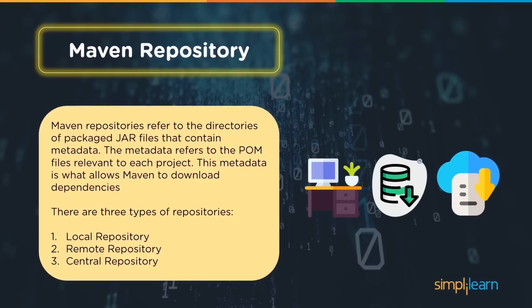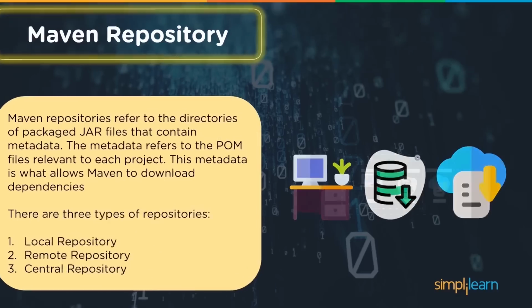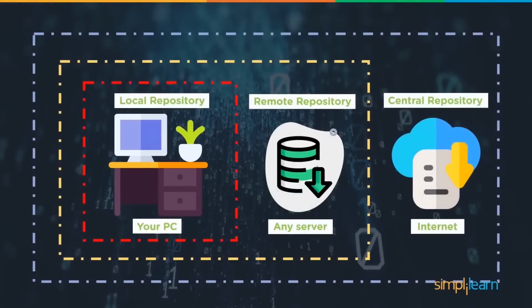Now there are three types of repositories from where we can download the dependencies. The first one is the local repository, the second one is the remote repository, and the third one is the central repository. These are the primary three types of repositories available for Maven. Whichever repository you want to access, you can access it. The local repository will be present on your PC. The remote repository is something you can store on any remote machine or remote server. And the central repository is something you can have on the internet.